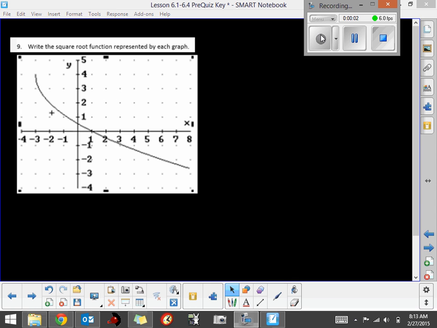In question 9, I'm asking you to write a square root function that represents each graph. The square root function that we start off with is our parent function, y equals the square root of x, and we're going to see what kind of changes we have made to our parent function graph.